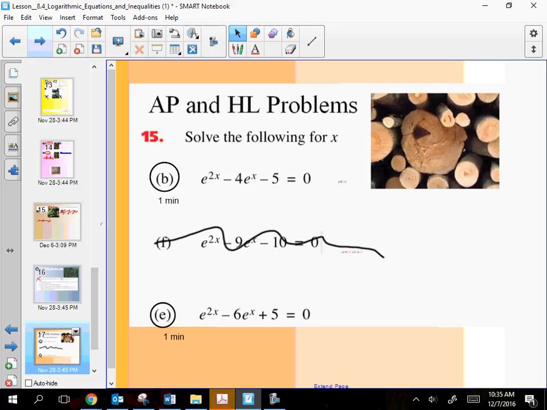Okay? Those are the ones I want you to do for tonight. Any questions, any repeats needed? Make it fast if you're going to.